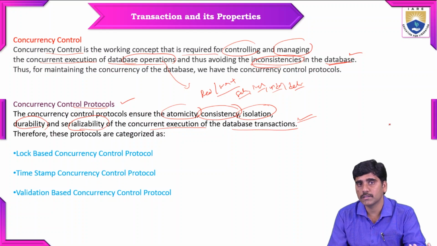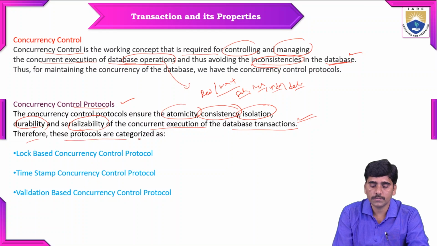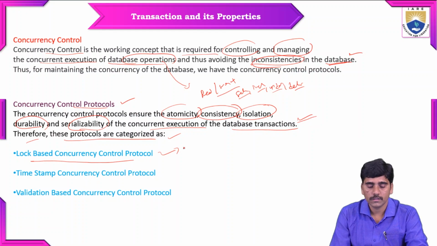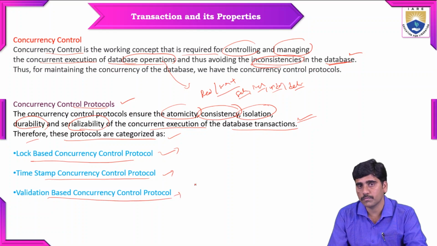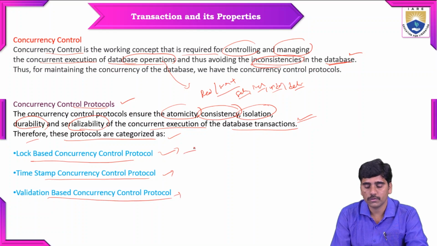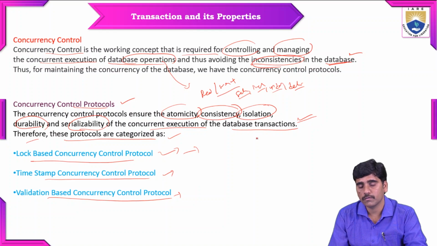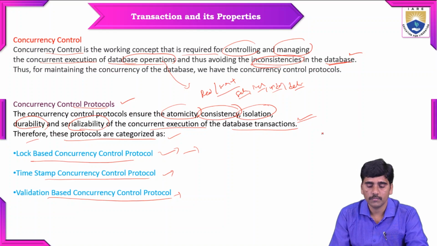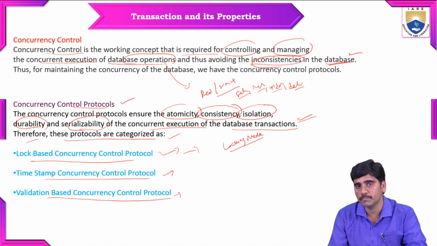So these are some methods that are executed to control the concurrent execution. These protocols are categorized as the lock-based concurrency control protocol, second the timestamp concurrency control protocol, and third the validation-based concurrency control protocol. In the lock-based protocol, we can manage the concurrent execution by providing a locking mechanism.